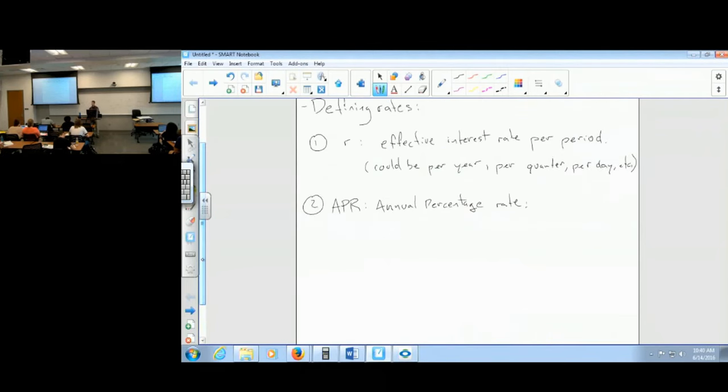All right, the APR has a strict definition, where the APR is equal to R, that periodic effective rate, times N, where N is the number of compounding periods per year.